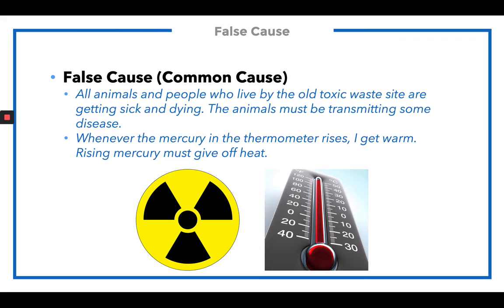Here's another one. Whenever the mercury in the thermometer rises, I get warm. Rising mercury must give off heat. Again, the reason that the mercury in the thermometer is rising, the reason you're getting warm, is this third thing, that it's getting hotter in your house or whatever. And so it's not that the mercury is giving off heat, it's that the heat is impacting you and the thermometer at the same time.